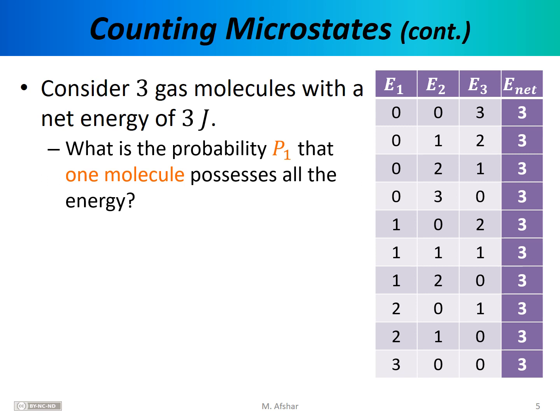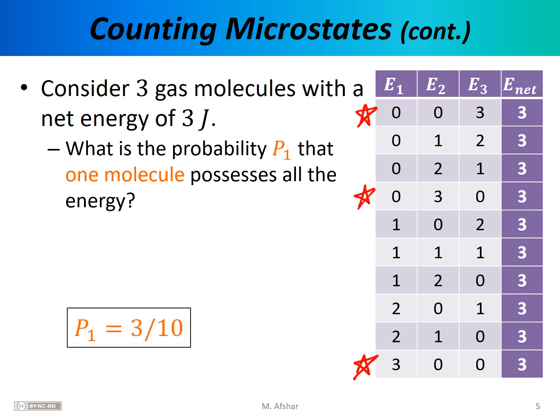Once you've made a complete enumeration of all the possibilities, then you can answer the question by simply going through your table and noticing that in this microstate, in this microstate, and in this microstate, all of the energy belongs to only one particle. So in 3 out of the 10 possible cases, one particle possesses all of the energy, therefore P1 is equal to 3/10.